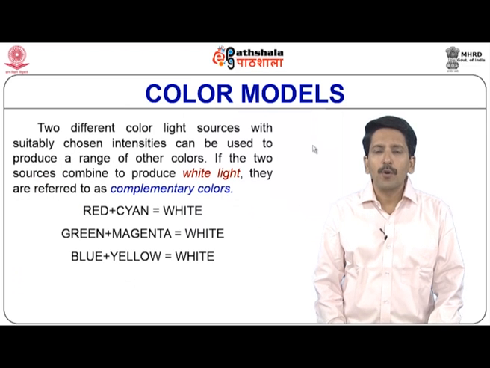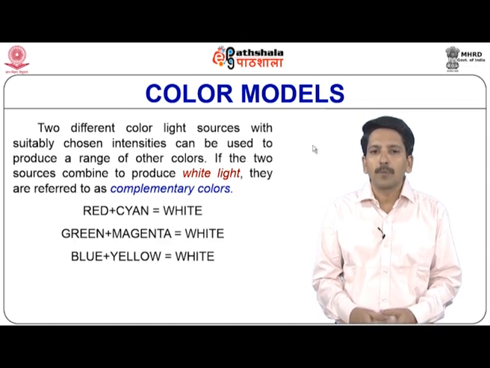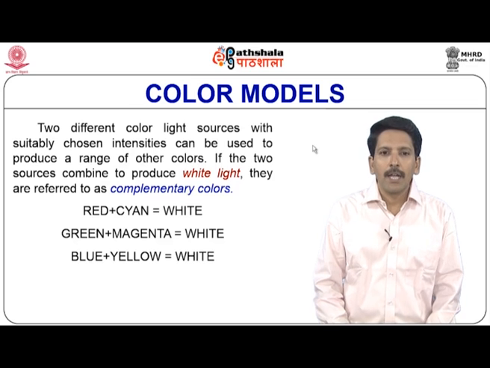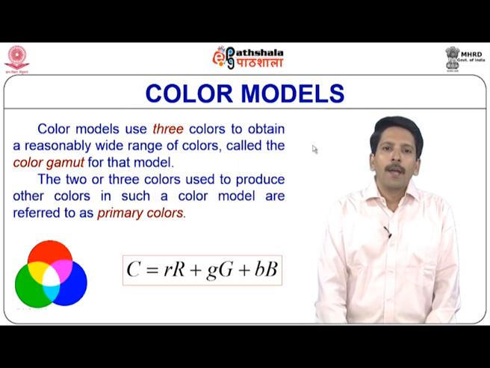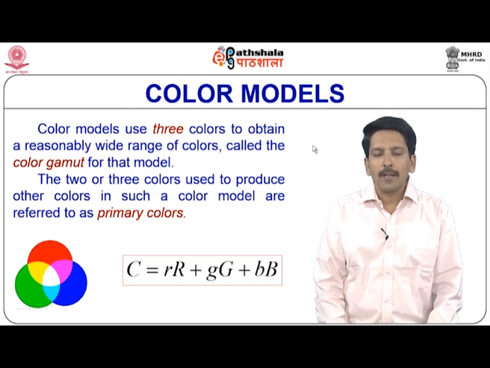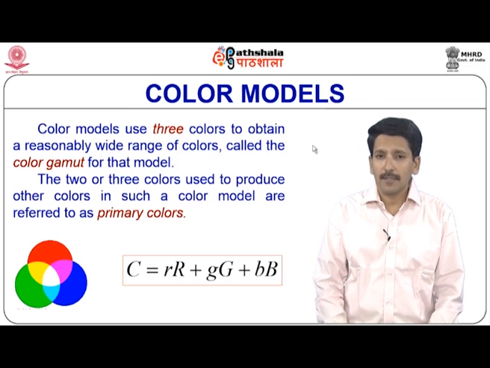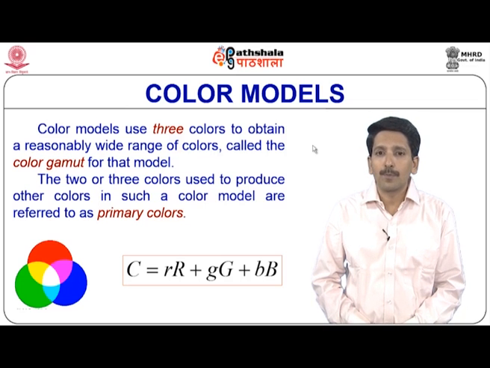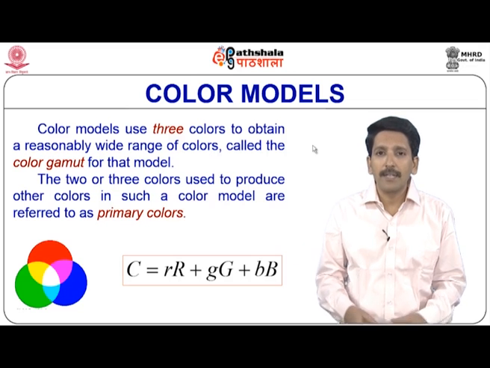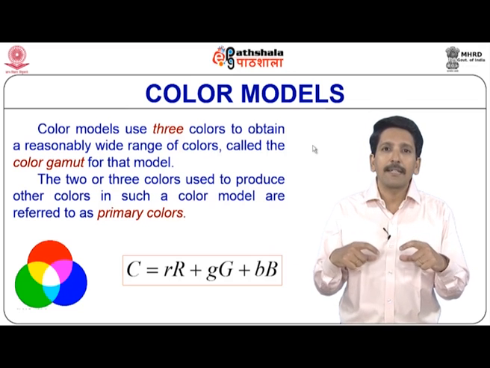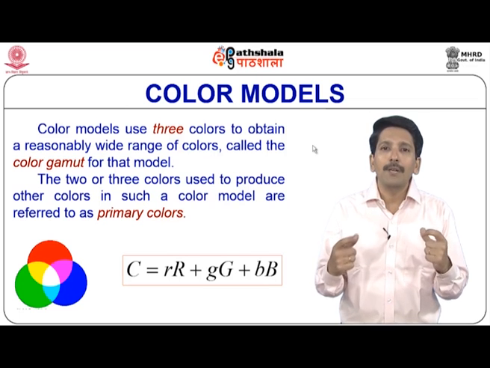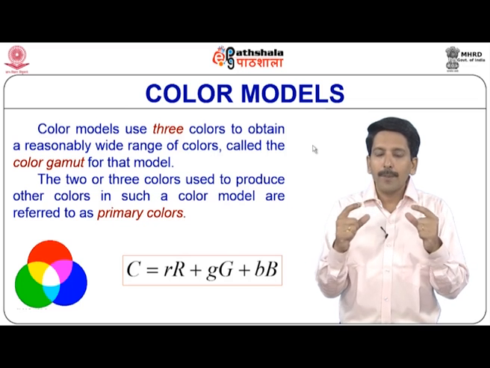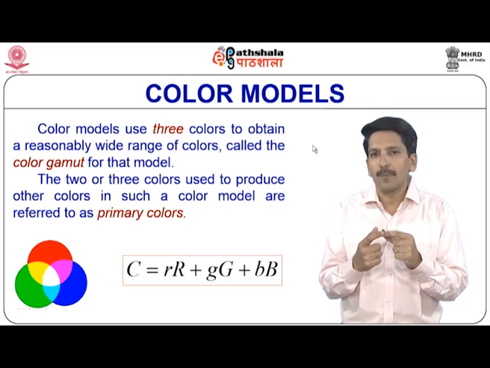As we know, when we combine two colors we can get white. Those two colors are called complementary colors: red and cyan, green and magenta, and blue and yellow. Color models use three colors, sometimes two, a minimum of two to three colors, to produce all possible colors. If I say RGB is my color model, what I mean is that I have an R, a G and a B, and I am going to combine them in various proportions to get the colors of my choice.